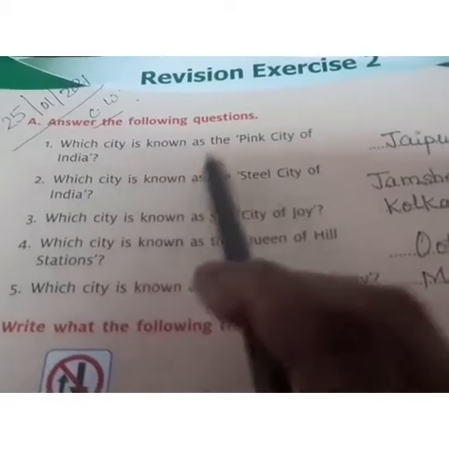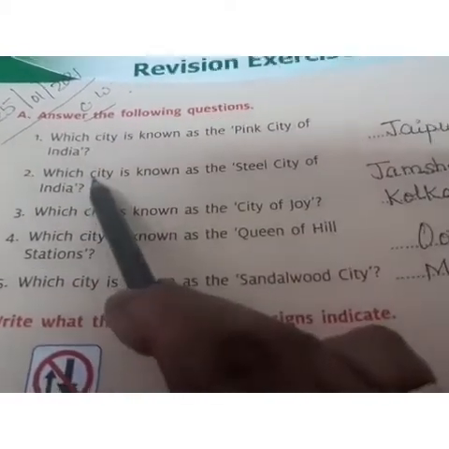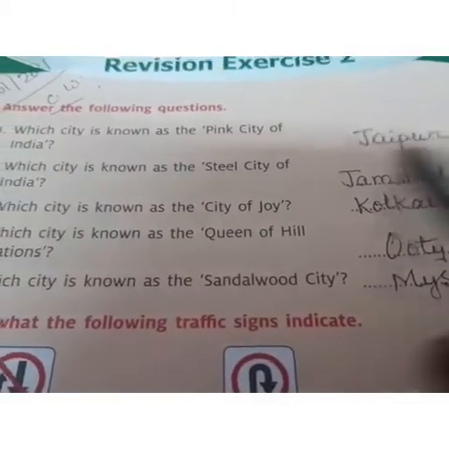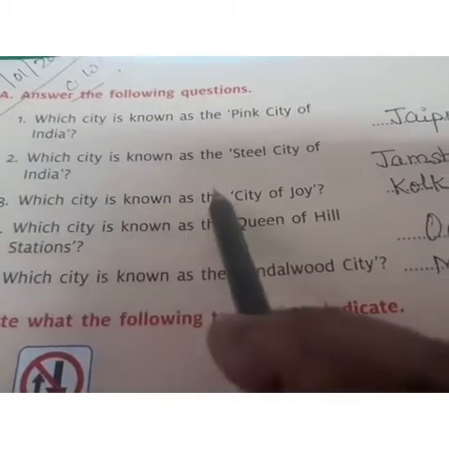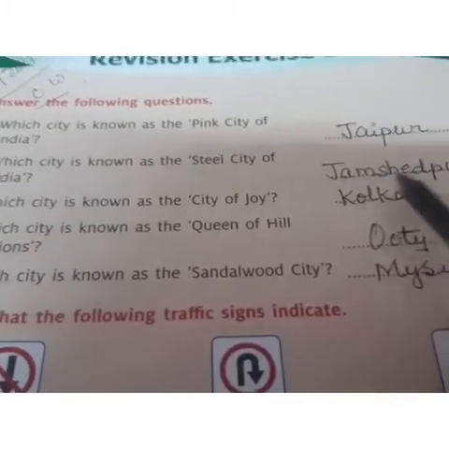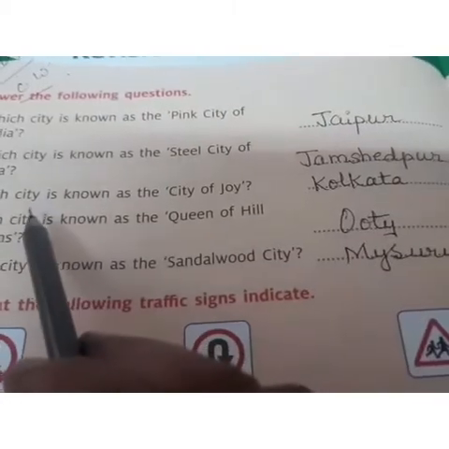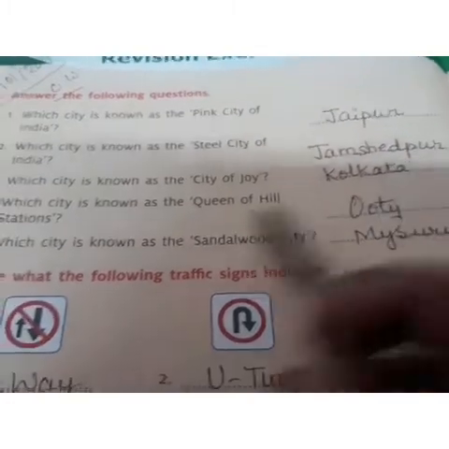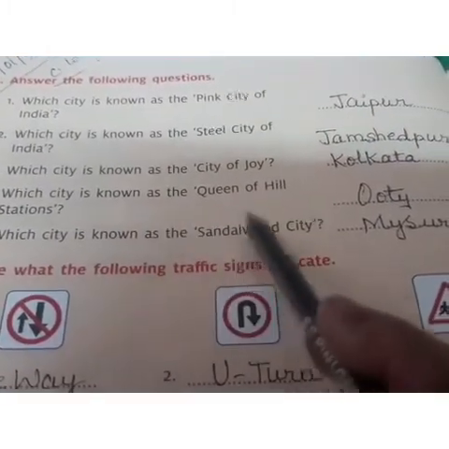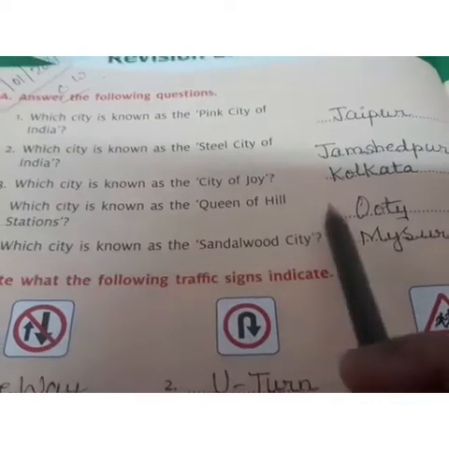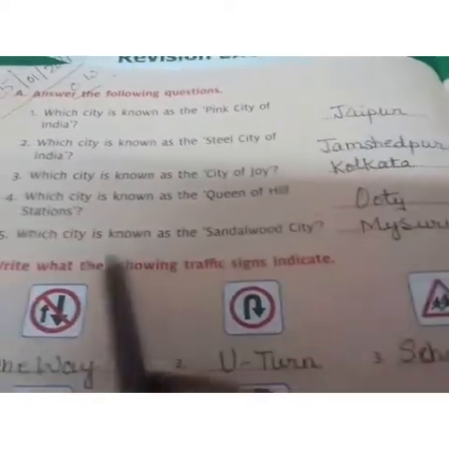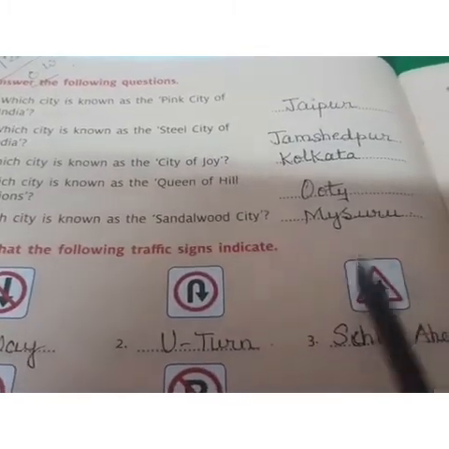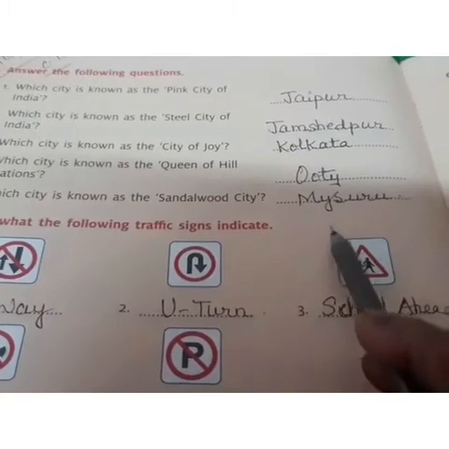Which city is known as the Pink City of India? It is Jaipur. Which city is known as the Steel City of India? It is Jamshedpur. Which city is known as the City of Joy? It is Kolkata. Then which city is known as the Queen of Hill Stations? This is your Ooty. And which city is known as the Sandalwood City? It is Mysuru or Mysore, but presently it is called Mysuru.